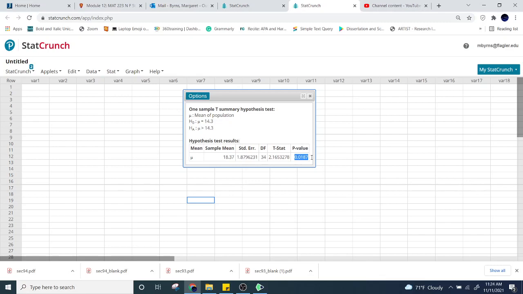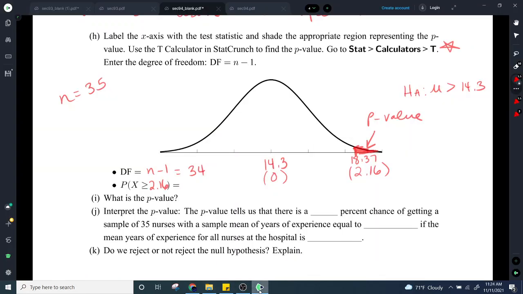0.0187 is my p-value. So let's fill that in. So the p-value is 0.0187. All right. Interpret the p-value. The p-value tells us that there is, and this is a percentage, don't forget. Remember what the p-value is.